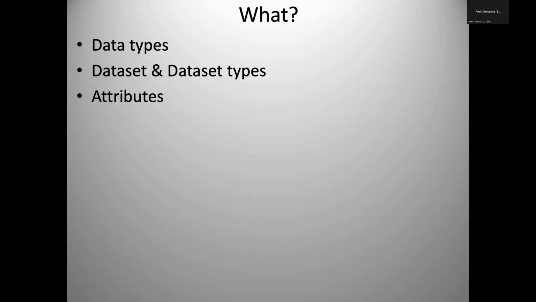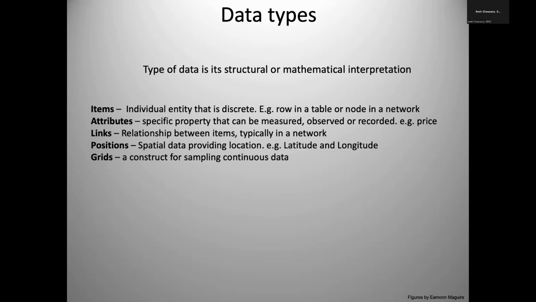So the first part, when we look at what we have, we have different types of data, and then we have different types of data set types, and we have different types of attributes. So let's look at that. When we look at types of data, we can have lots of things structured in some form, either as items or attributes or positions and grids.